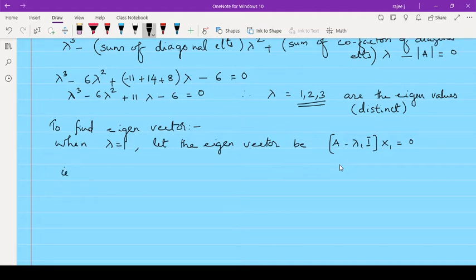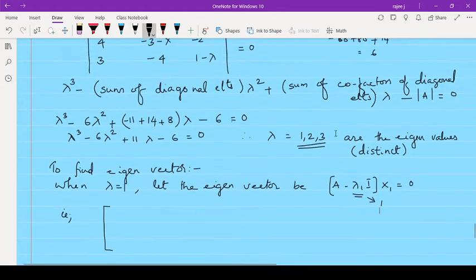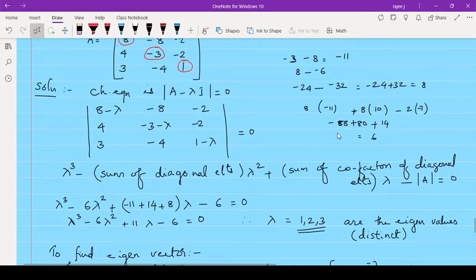What you have to do is, here we consider the matrix only, A minus lambda into I. A minus lambda into I means put lambda 1, which is equal to 1. Then for lambda equal to 1, the eigenvector is A minus lambda 1 into I of x1. This lambda 1, I have taken as the value 1. Now in this equation, put lambda equal to 1. Here this is a determinant, but we are going to consider the matrix.